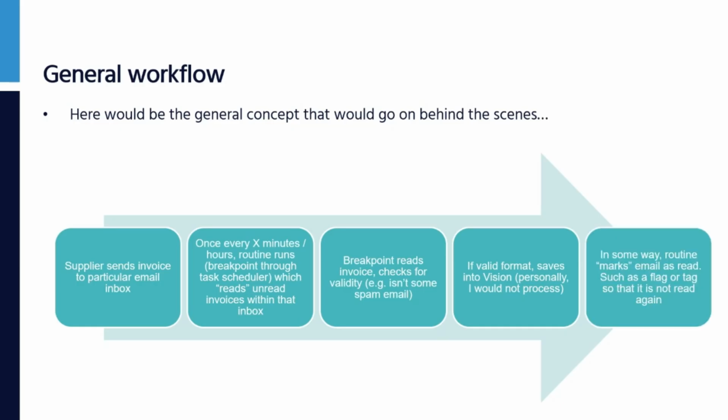And then as the final step, we would have that routine mark the email as read. So I know like Gmail has a concept of, I think they're called tags. So we might say, okay, we might tag it as processed invoice. And then therefore unread means doesn't have that processed invoice flag. Broadly speaking, that's a somewhat simple concept.